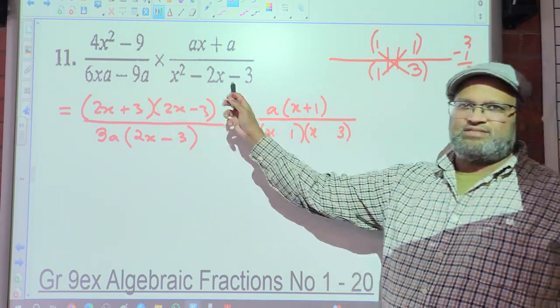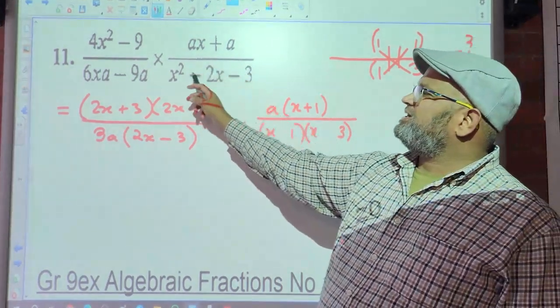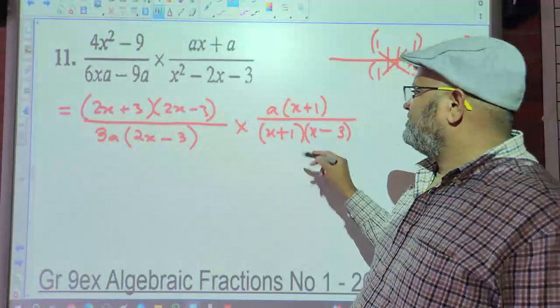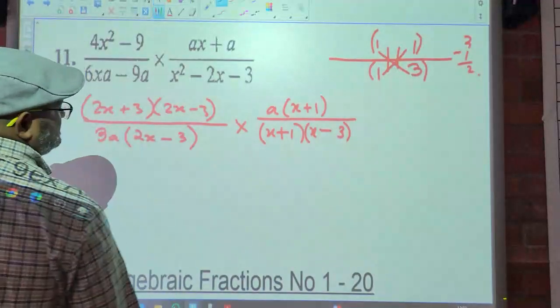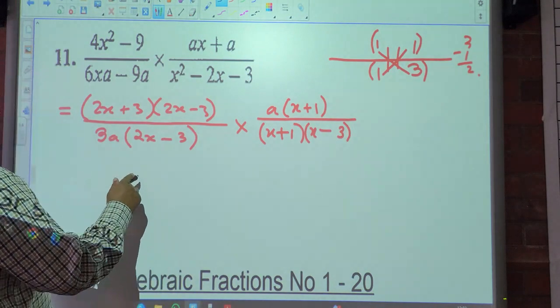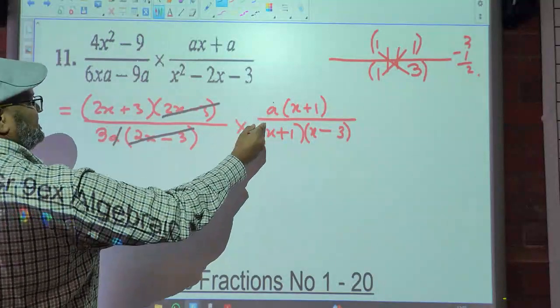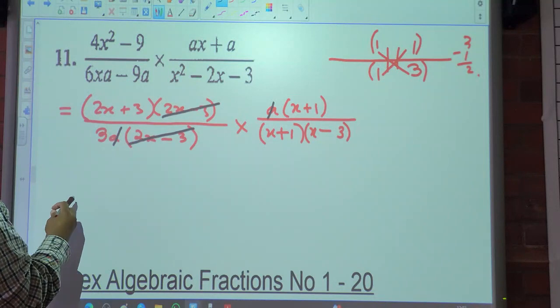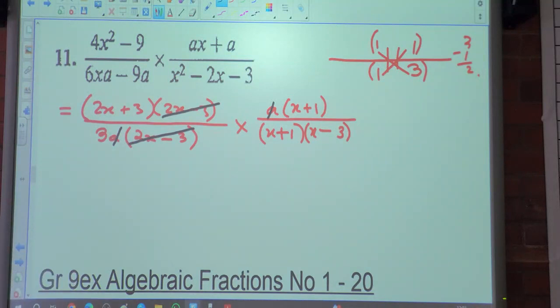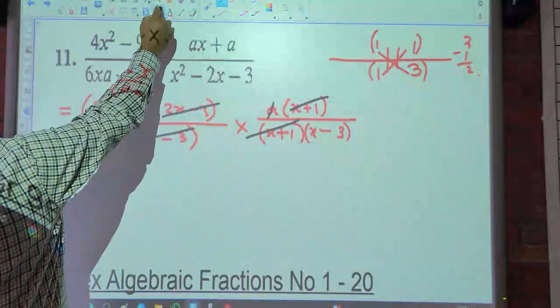What about our signs? Same sign or opposite sign? Opposite sign. The bigger one must be negative. So what do you notice? What can be done now? Simplify, cancel. So 2x minus 3 cancels 2x minus 3. A cancels A. Is there anything else that can cancel? x plus 1 and x plus 1. Anything else? No.